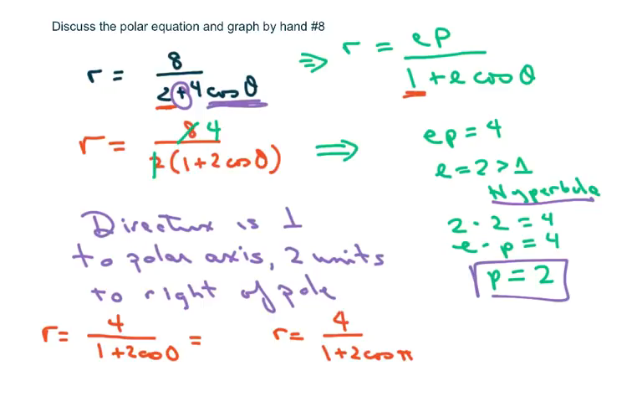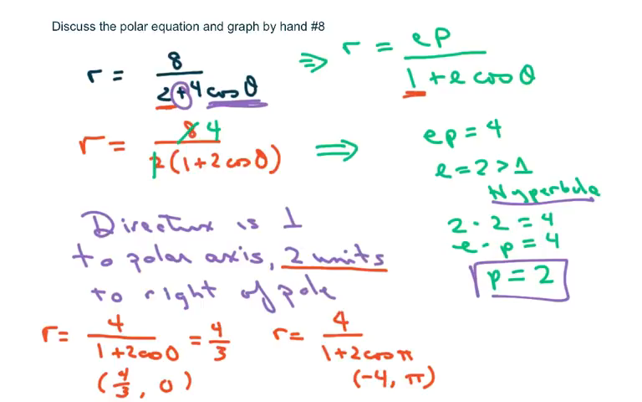So basically when our angle is 0, cos of 0 is 1, so this is going to give us 4/3. And when my angle is pi, cos is -1, so I'm going to have 1 minus 2 is -1, so it's going to be -4. These are vertices. So let's go ahead and draw the directrix, which is 2 units to the right, and draw my vertices. And then we'll figure out all the rest of the stuff.